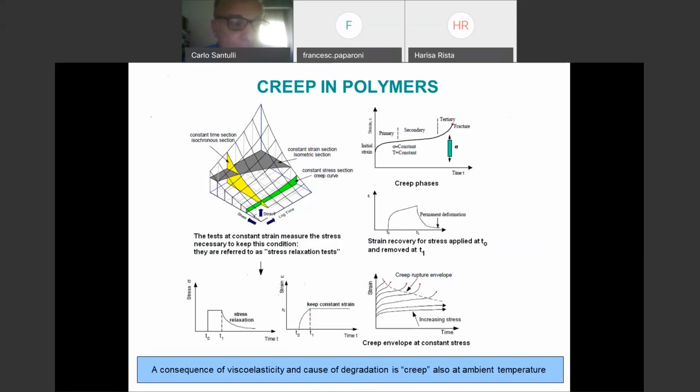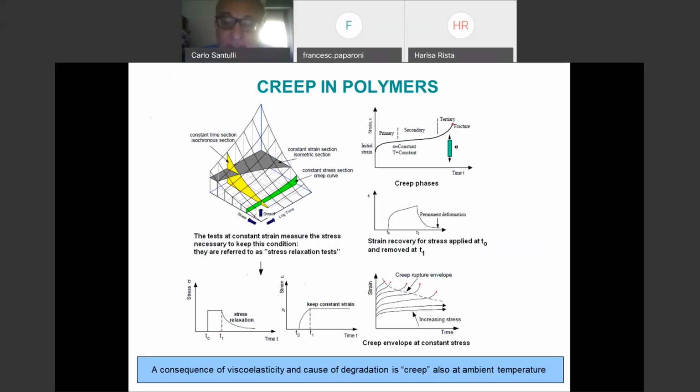So creep is non-recoverable deformation within elasticity, or within the quasi-elastic state, below the yielding point, which is already difficult to establish for polymers, but anyway, you assume a quasi linearity between stress and strain, and despite this, you have that applying a constant load, you might get a permanent deformation.